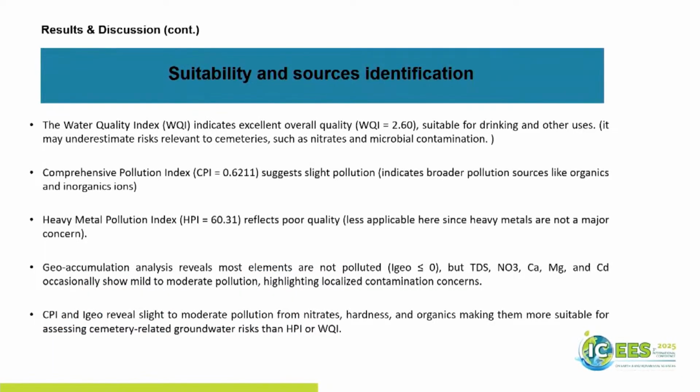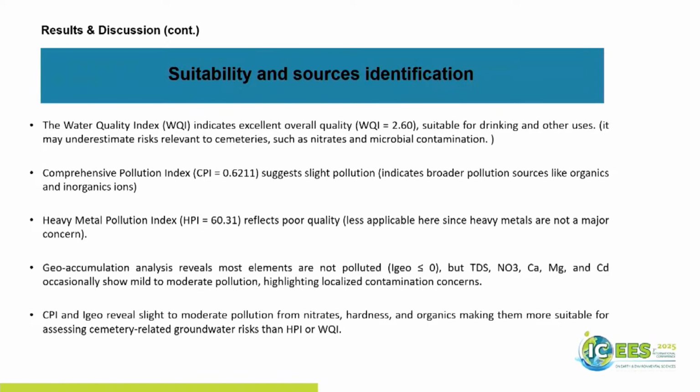So from our pollution sources that we realized using the different indices, what we realized is that the water quality index that we use indicates that the water quality is good, is excellent, and as it's excellent, it gives you the water quality rating of 2.60, and this shows that the water quality can be good for drinking and other purposes. And the only pollution source that can be dominating there is the nitrite and also the microbial contaminants.